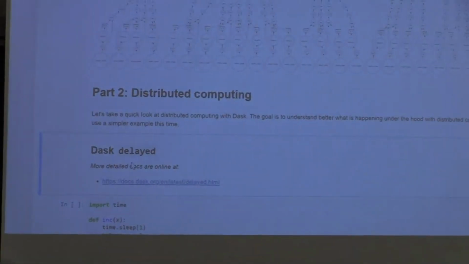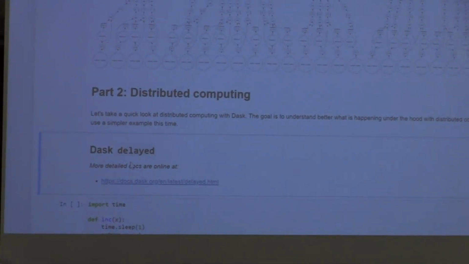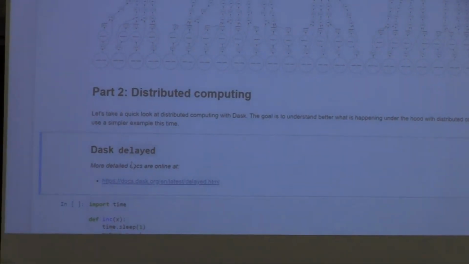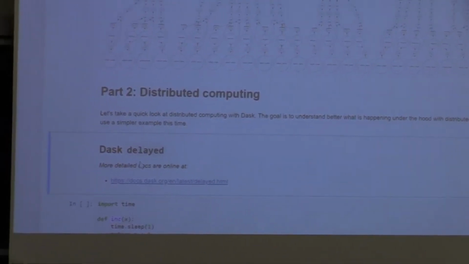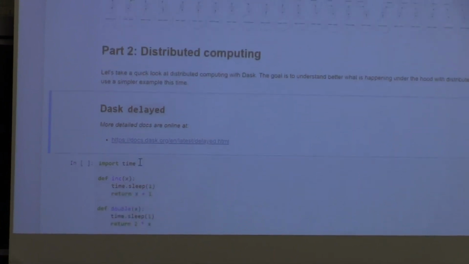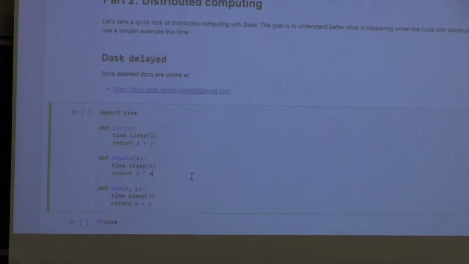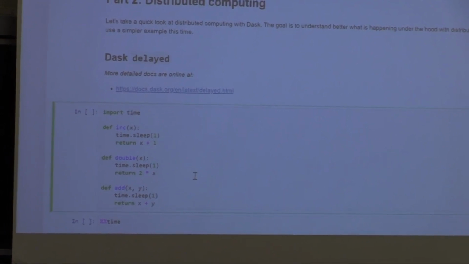Dask delayed is a method that we can apply on functions so that the calls to lengthy, time-consuming functions happen in parallel. So let's start with a simple code. This is without any Dask. In this chunk of code, as you can see, I have 3 functions. Inc, which just increments the input by 1.